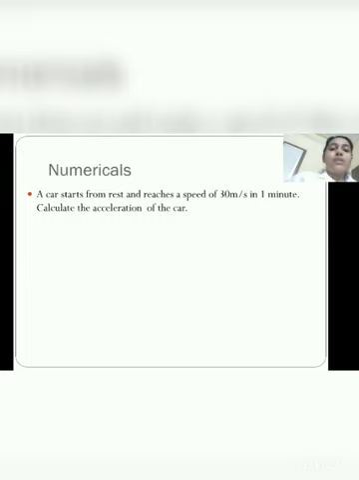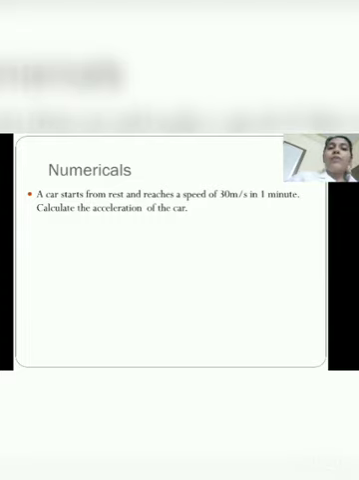And in 1 minute. So time is given in minutes, but at the same time speed is given in meter per second. So convert time from minute to second. How will you convert 1 minute to seconds? Yes, multiply it with 60. 1 minute is 60 seconds.